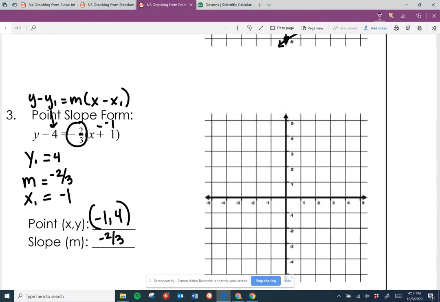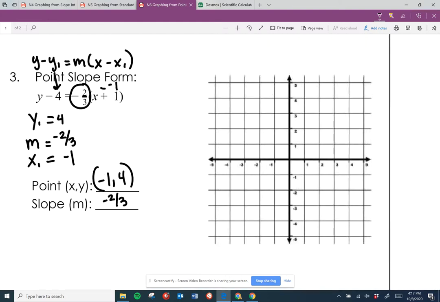Okay, so I'm going to put my y-intercept on the graph first, or excuse me, not my y-intercept, but just my regular point. So negative 1, 4. And then for my slope, I'm going to go down and to the right 3, down to the right 3. And again, if I have an equal sign, I don't have to worry about any dashes or shading.